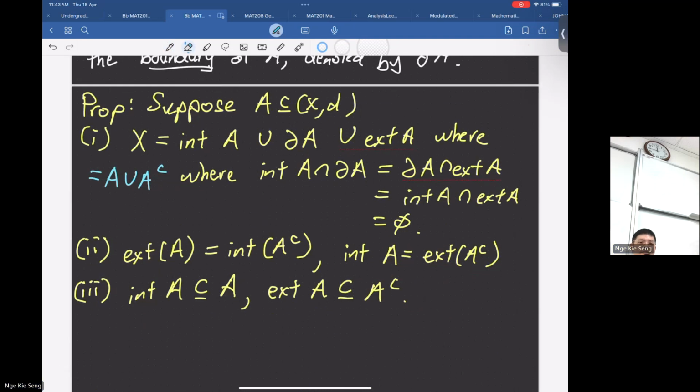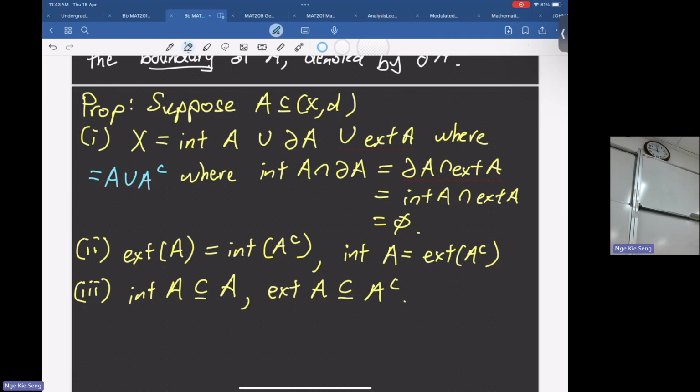Does it make sense? So you just put a ball around it and then see. To show that something is a boundary point, you need to check for all balls, all open balls, not just one. But to check for interior of A or exterior of A, just finding one is enough. Okay, good. How about the second part? Let's show the first equality here.